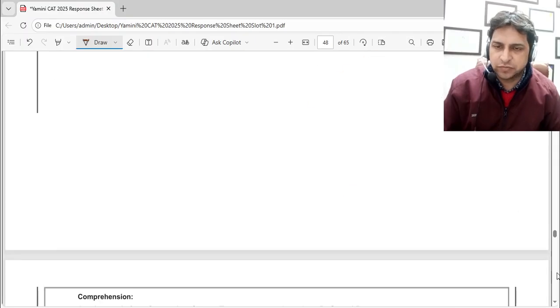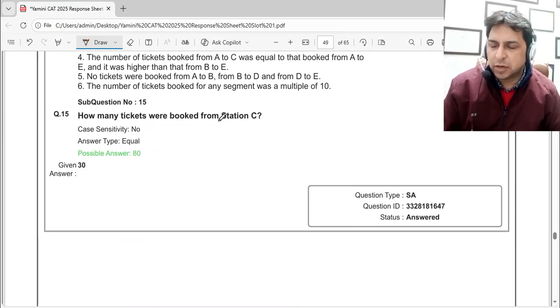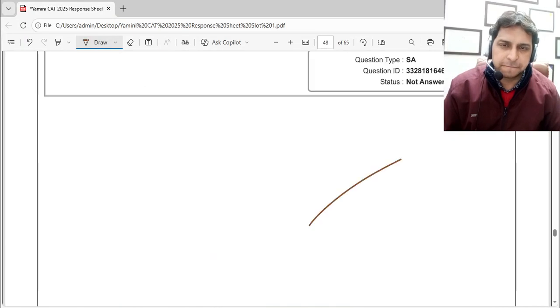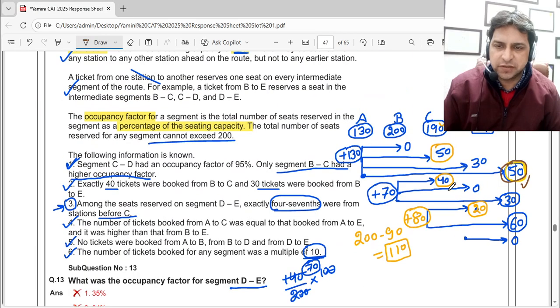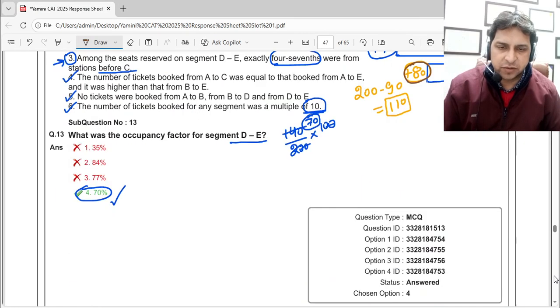The next question which we had: how many tickets were booked from station C? Now from station C the total number was 80. So that is also the answer we got.